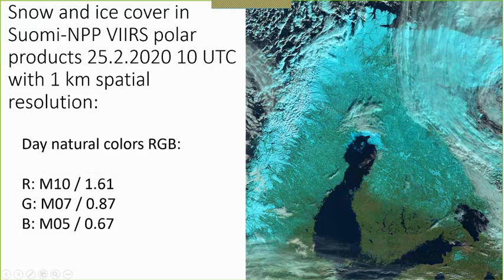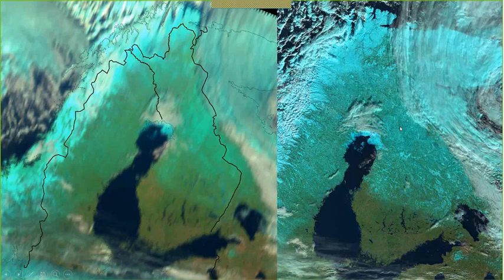But then again, the high cold clouds are quite similar to the snow and ice covered areas, so it's maybe not the best product for the ice and snow coverage detection. And here, for comparison, I have the MSG image also, the true color. So it's really a big difference with the resolution.